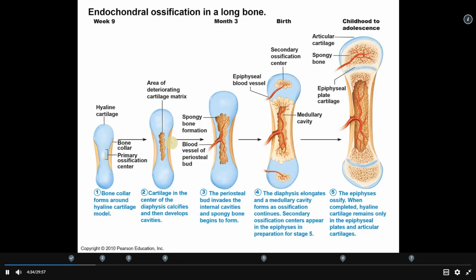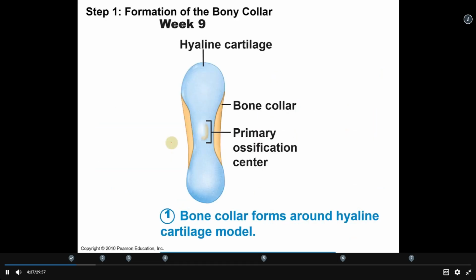So let's look at the first step here. And the first step has a title. It's called Formation of the Bony Collar. This begins sometime around week 9 of fetal development. And what happens here is that you've got a lot of mesenchyme. Now remember, mesenchyme is the embryonic tissue through which all connective tissue develops. So somewhere along week 9, the mesenchyme differentiates. That means it starts to turn into osteoblasts.